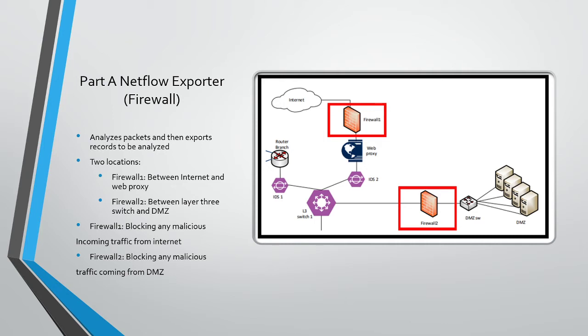In this particular network map, we had two firewalls. We had the first one between the internet and the web proxy, and the second one in between the layer 3 switch and the DMZ, or demilitarized zone. Firewall 1 is going to be blocking any malicious traffic that tries to come through the network from the internet. It will block it, and then it will also throw an alert. And Firewall 2 will do the same with the DMZ, as it is essentially the organization's exposed outward-facing services.